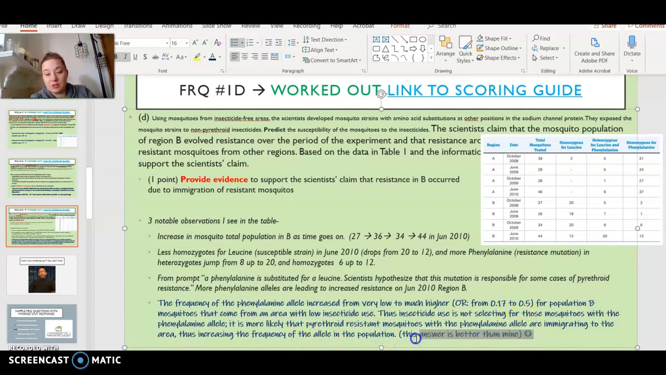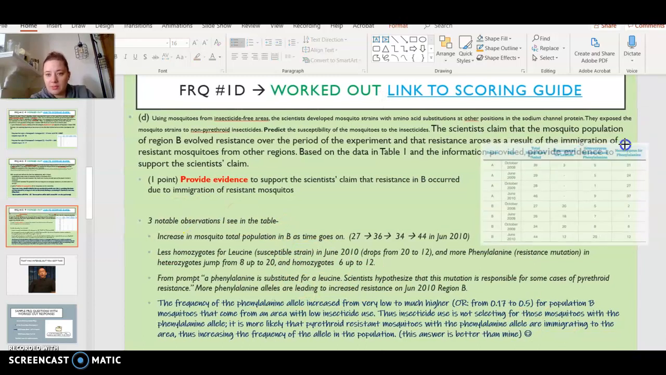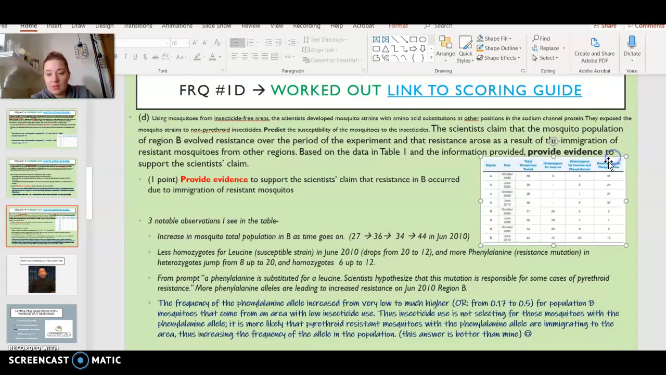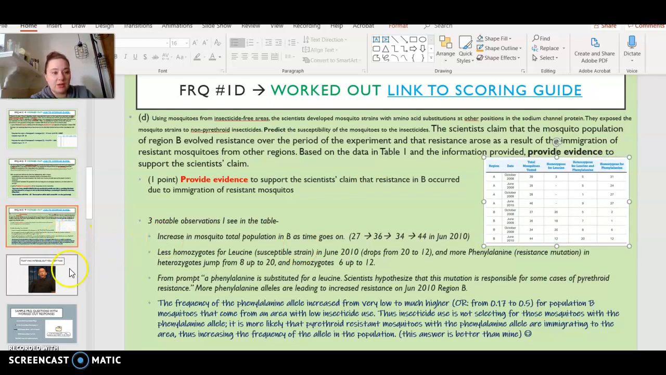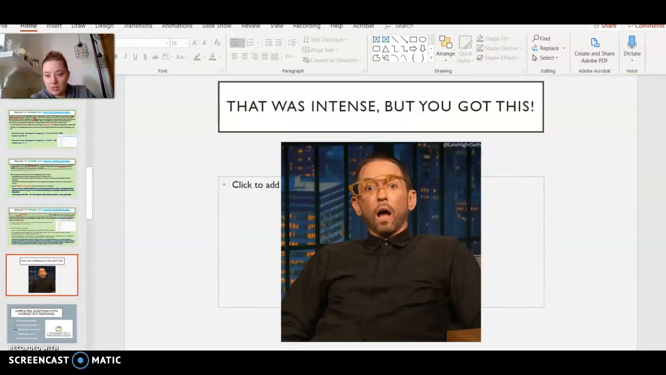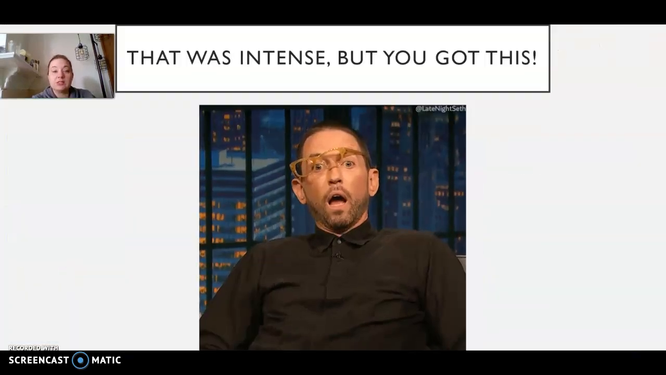And I wrote this answer is much better than mine. So I did like the AP answer on this one. I think overall the ABC I was kind of on par with what they were looking for. So let me shrink this back down. That is an example of a number 1 style FRQ. So yeah, that was intense. But it's okay, you can do this.